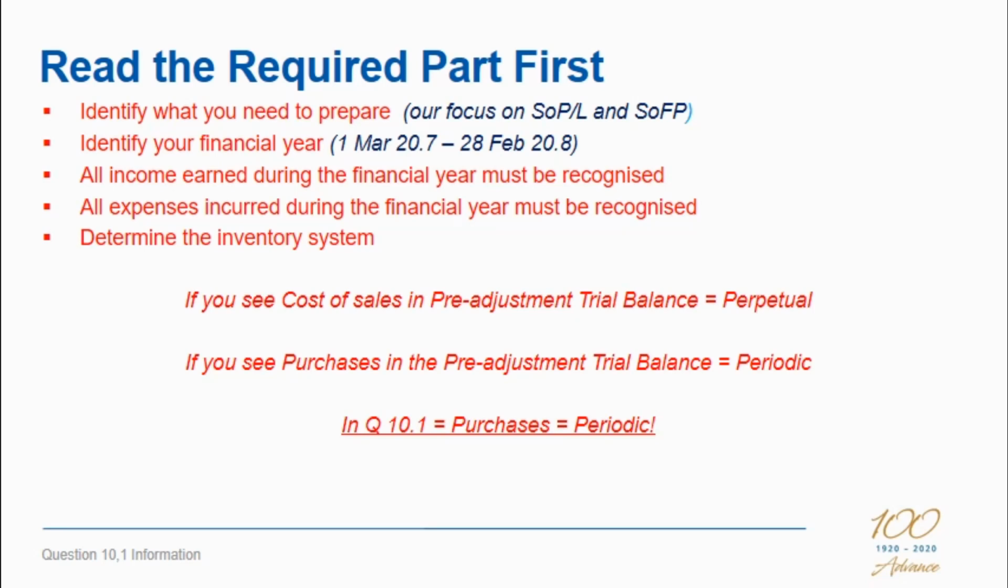Then also determine which inventory system you are using. If you see cost of sales in the pre-adjustment trial balance or any balances given to you, then we will be using the perpetual inventory system. But if you see the purchases in the pre-adjustment trial balance or list of balances and totals, then we are using the periodic inventory system. In question 10.1, they've given us purchases as part of the pre-adjustment trial balance, and therefore this question makes use of the periodic inventory system.